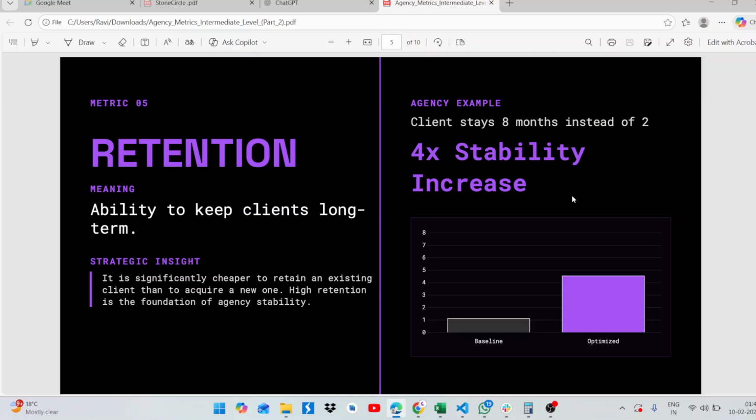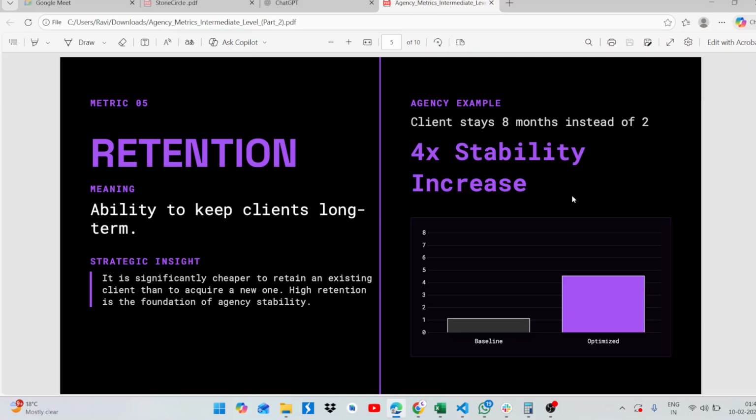If the retention is really good, then there is always an increase in stability. Let's say last year two clients left, but right now nobody has left in this year, 2026, and then the stability has increased by X amount of times.